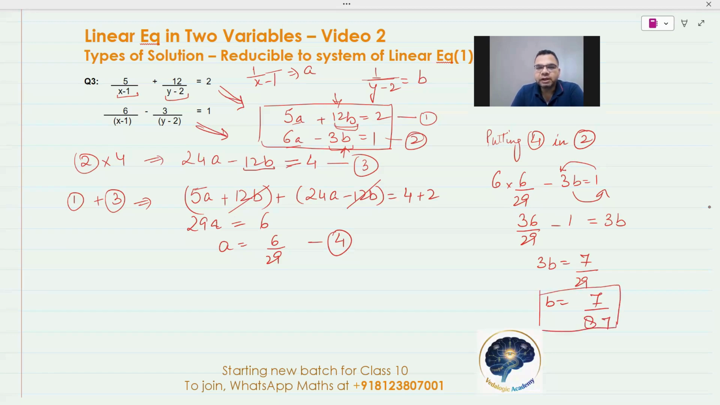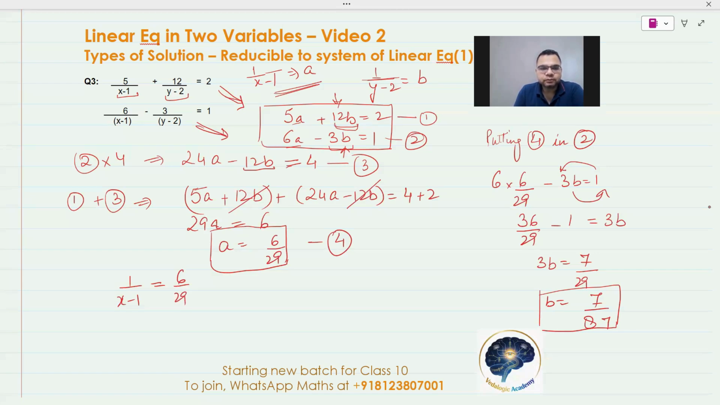Now using the values of a and b, we can find values of x and y, right? So I have a as 6 upon 29. So what is a? a is nothing but 1 upon x minus 1. If you see here on the top, we have a as 1 upon x minus 1. So that's what I'm saying. 1 upon x minus 1 becomes 6 upon 29.